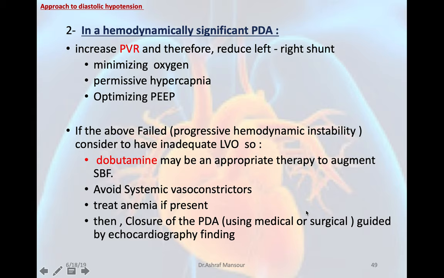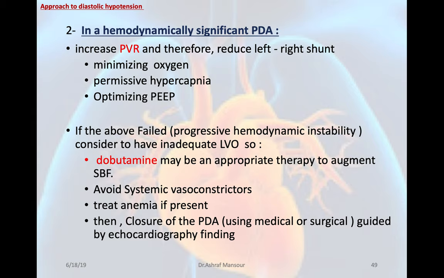In hemodynamically significant PDA, so a baby who has PDA with hemodynamically significant effect, there is an increase in the pulmonary vascular resistance and therefore a reduced left to right shunt. So minimize oxygen, permissive hypercapnia, and optimize the PEEP. This is the non-pharmacological management in case of compromised PDA: minimize oxygen, give permissive hypercapnia, and optimize your PEEP.